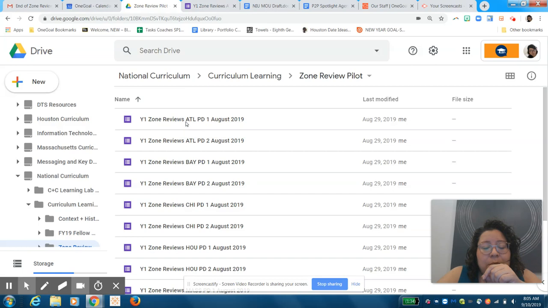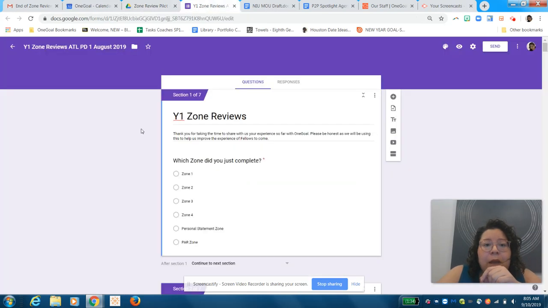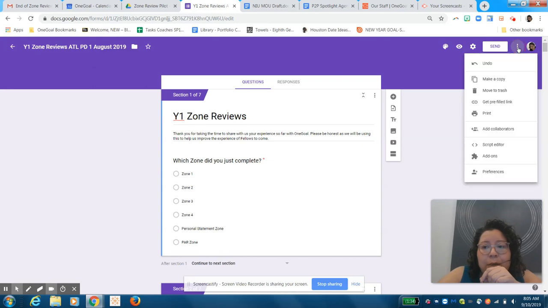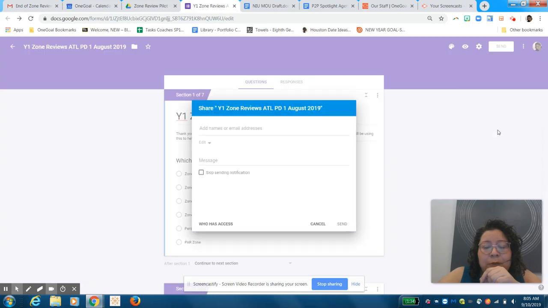So just as a quick FYI, the reason why I asked for your PD names is so that I can customize it and they'll have their own individual form. Here's the form. I will be adding collaborators. Part of my request was not just for the names of the PDs, but for the names of the DTSs that support those PDs. And that's because I'll be adding you as a collaborator as well, in addition to the curriculum and coaching staff member on your region so that everyone has access to the data.